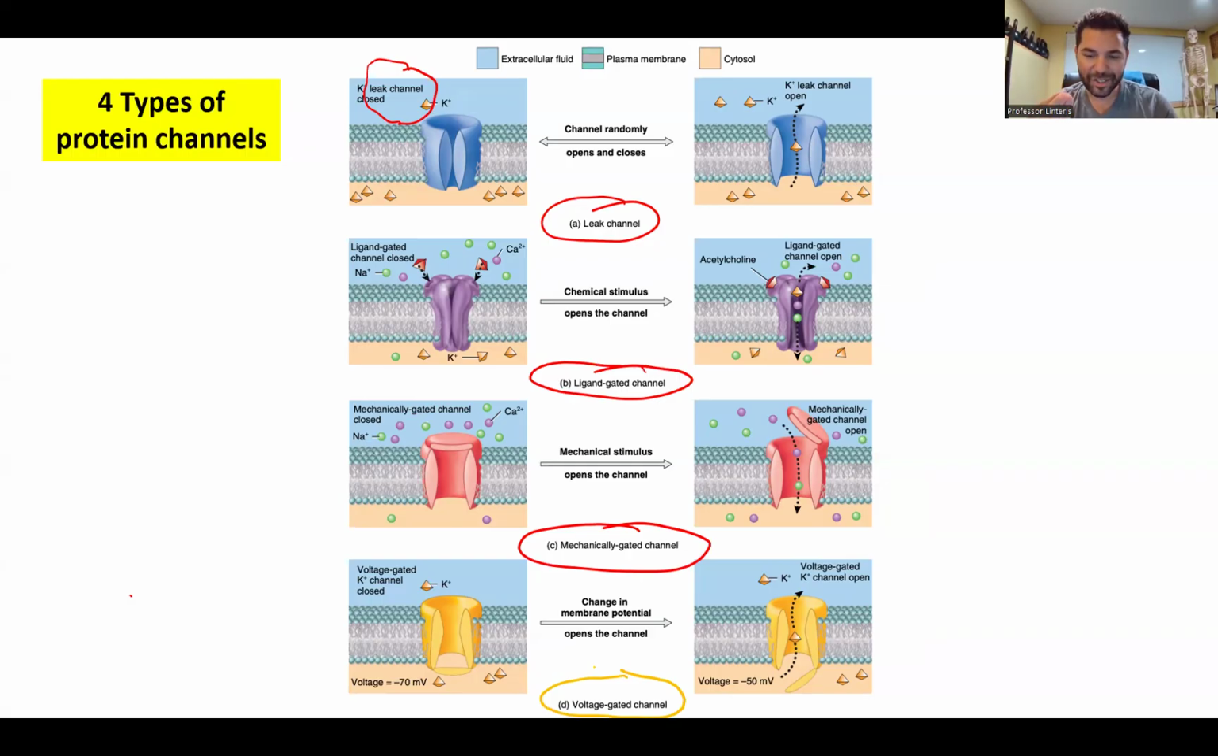What a voltage-gated ion channel does is pretty much exactly what it sounds like. It opens not all the time like leak channels, not because of a chemical, not because of some mechanical stimulus. It opens when the membrane potential changes. Simply put, if you have enough depolarization, that thing opens up. This is extremely important, and I'll go back to our neuron picture.